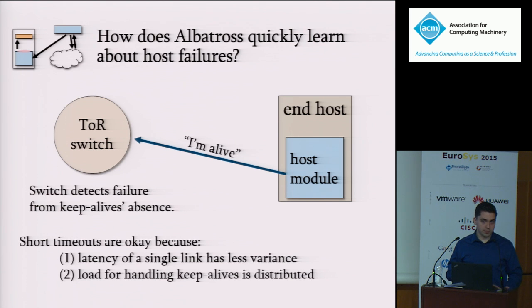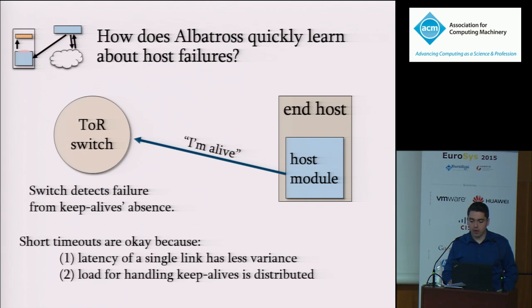Now, to respond to these failures quickly, it's going to need to use a short timeout, and I said that these were bad in the beginning of the talk. The reason why it's okay here is because the domain of these timeouts is very short. They're traversing exactly one Ethernet link, and you can put the host module very low in the system, for example, in the operating system kernel or inside of the hypervisor. And second, the load for handling these keep alives is distributed throughout the system, specifically in the top of rack switches. And these top of rack switches are pieces of hardware that are designed to process packets quickly.